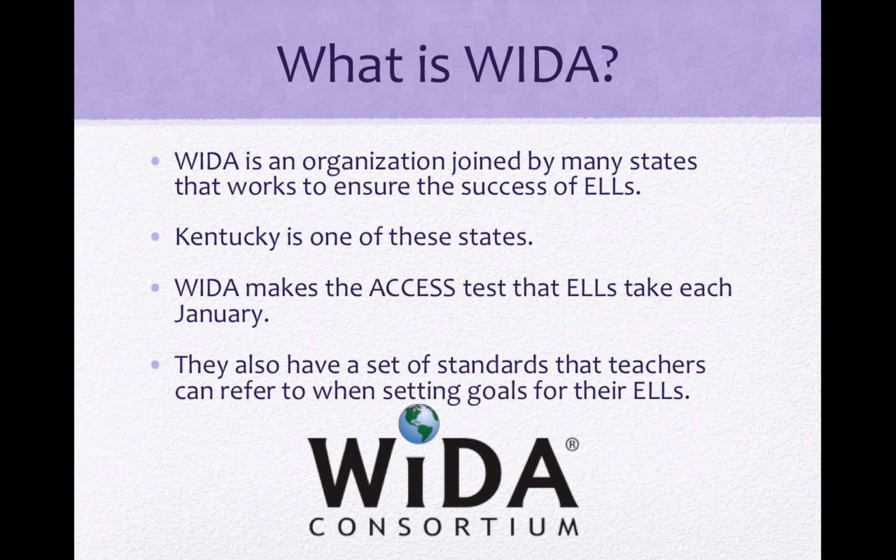particularly for Kentucky. One of the things is they're the company that makes the ACCESS test that I referenced earlier. That test is a test that checks English through reading comprehension, writing abilities, listening abilities, and speaking abilities. And it's throughout the content areas. Students take that every January, and they're accountable for increasing at least 1 point every year in their overall score, and that's on a 6-point scale. So that's part of our accountability.